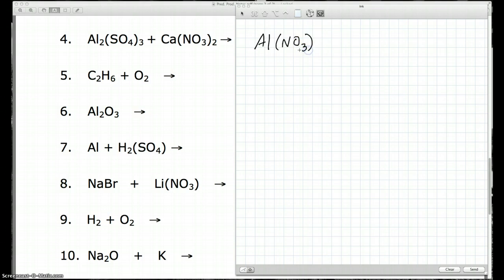And now notice I automatically brought that 3 over to the other side of the arrow because it's in the parentheses. But I didn't bring this 2 over with the aluminum. I didn't bring this 2 over with the nitrate. I've got to do the switch trick to figure those out.